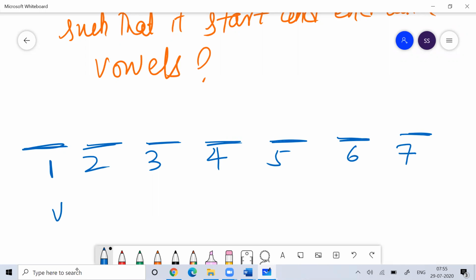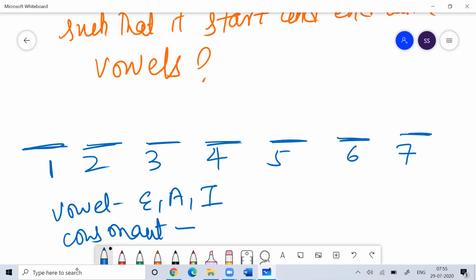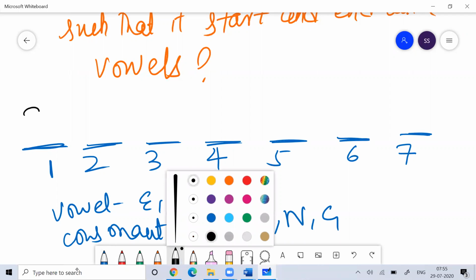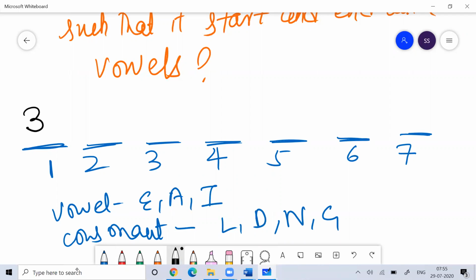And here the vowels are E, A, I, and your consonants are L, D, N, and G. You want it to start and end with a vowel. So how many vowels are there? 3 vowels are there. Out of the 3 vowels, any vowel can come in first place.